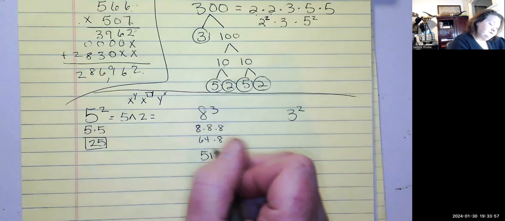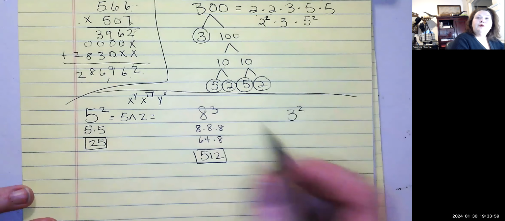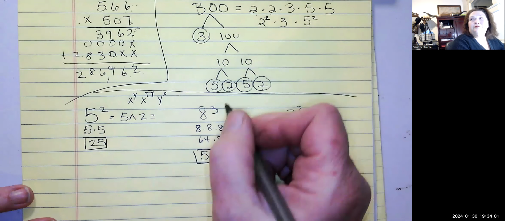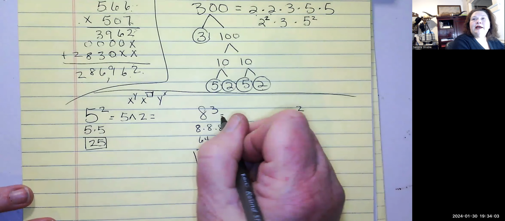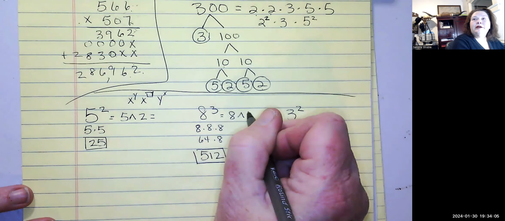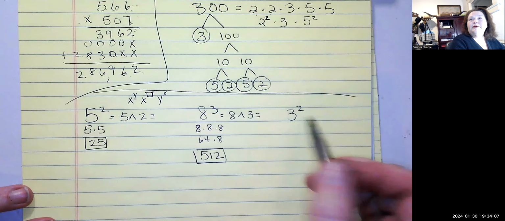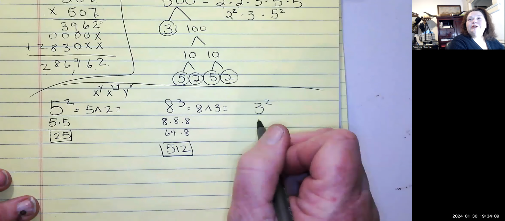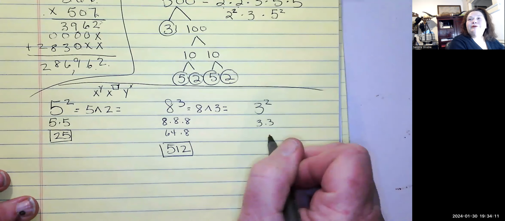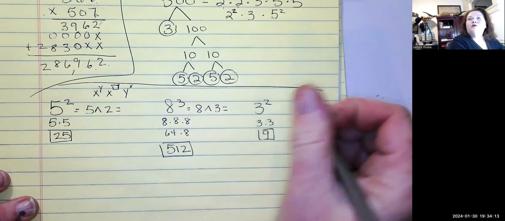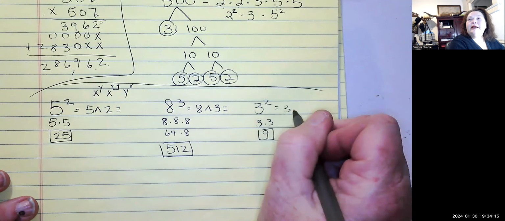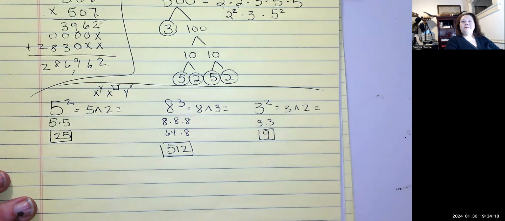The other way to put this in the calculator would be 8 caret 3 equals. The next one is 3 squared, which is just 3 times 3. 3 times 3 is 9. Or put it in the calculator, 3 caret 2 equals.